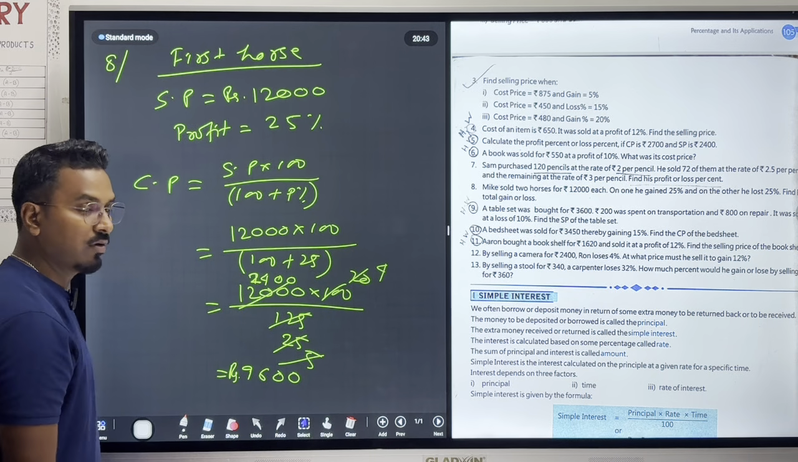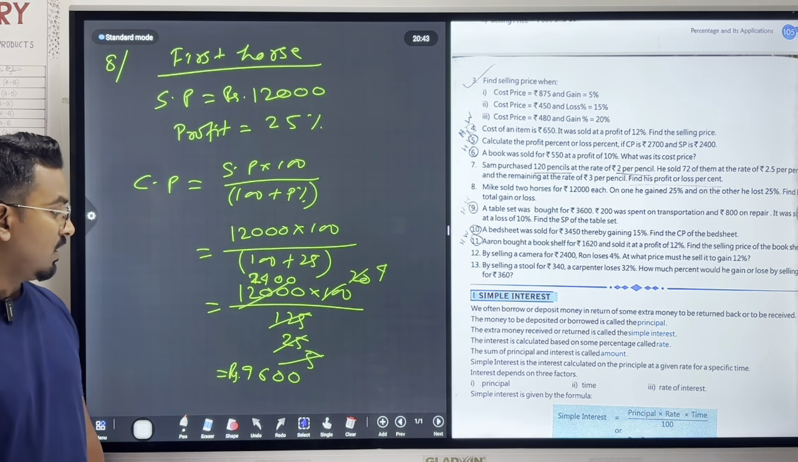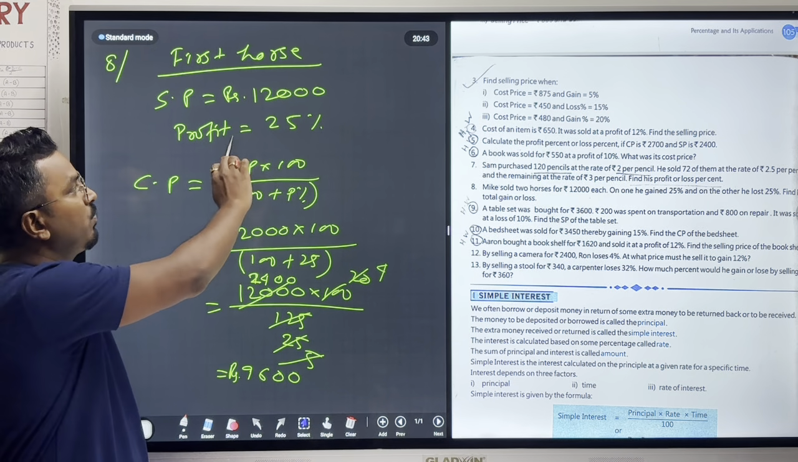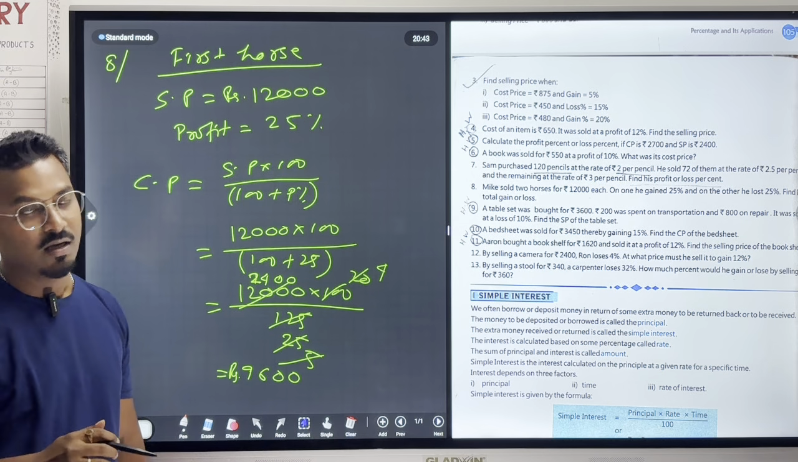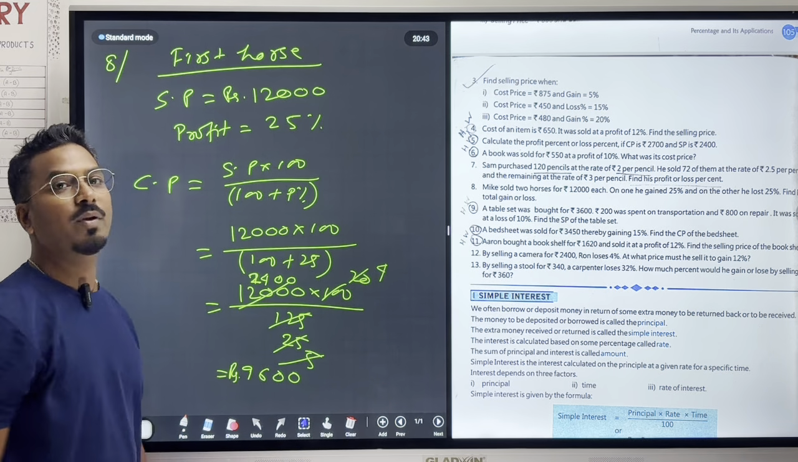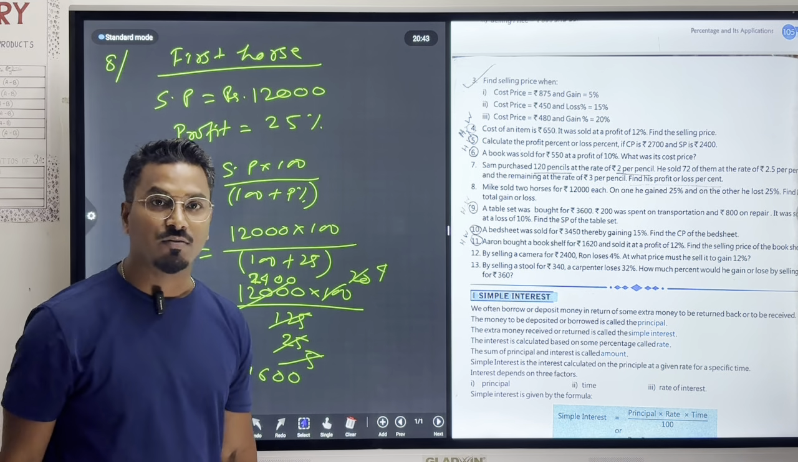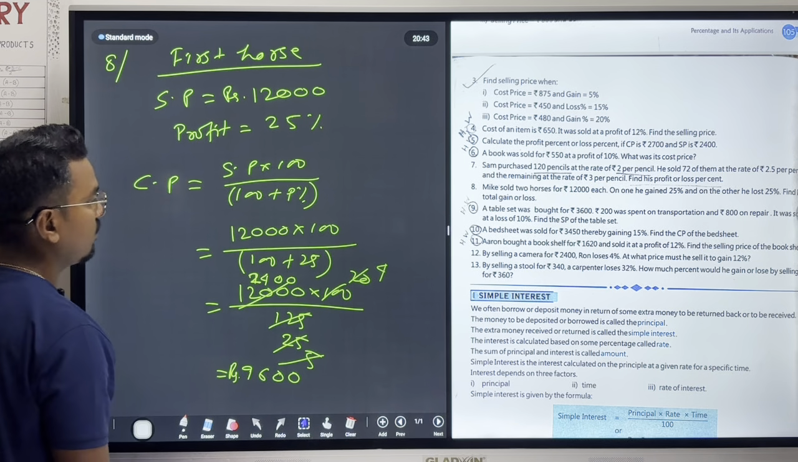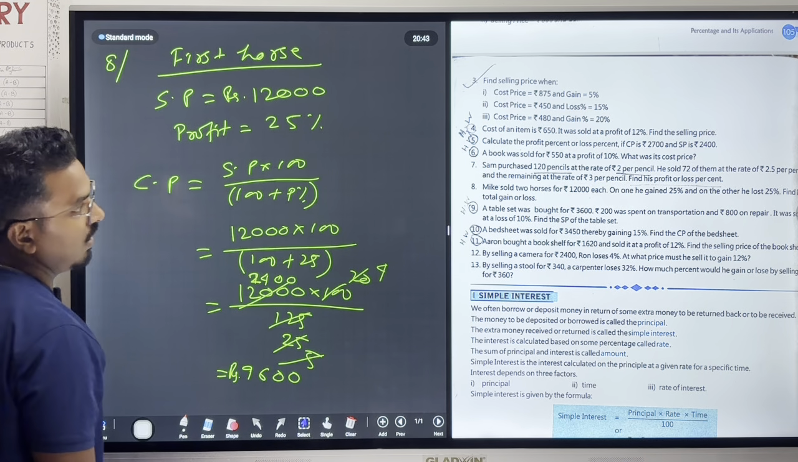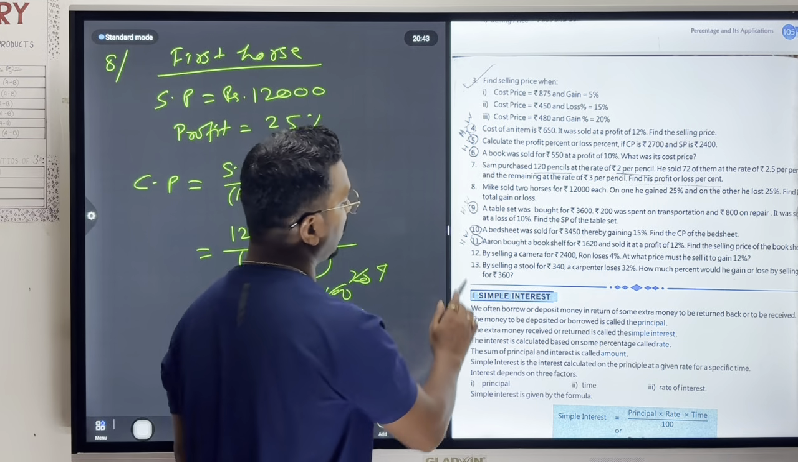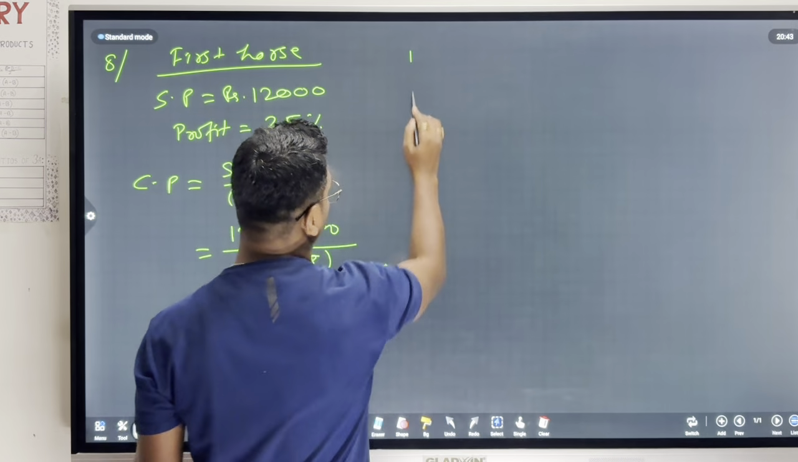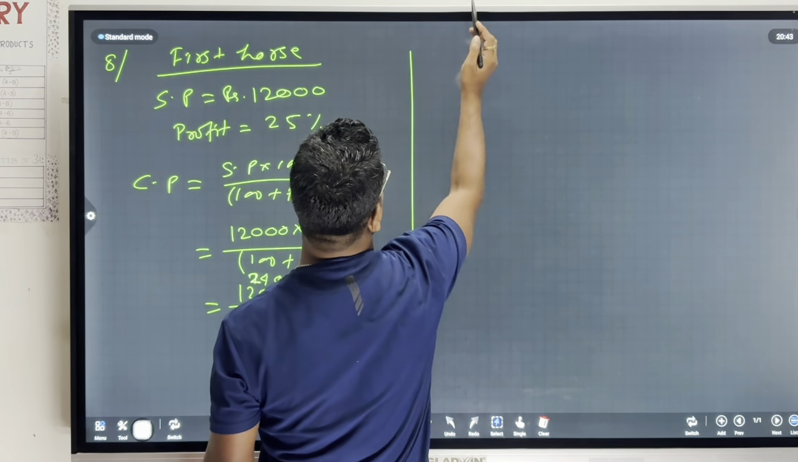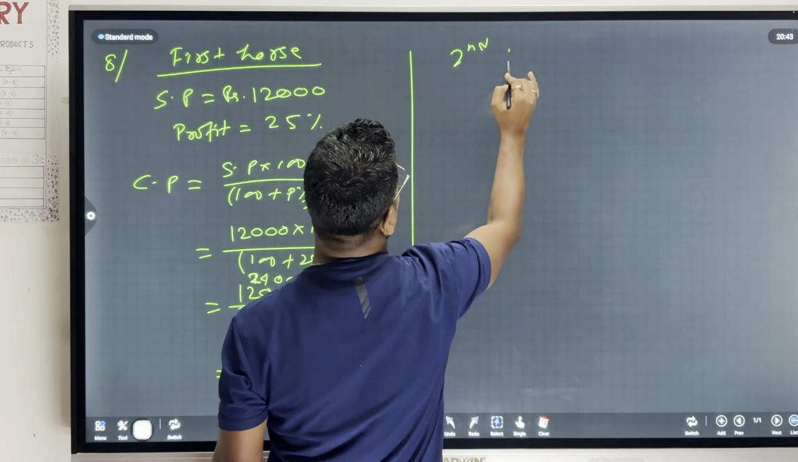So he bought it for rupees 9,600, and he sold at a profit of 25%. So he sold it for rupees how much? 12,000 rupees. Okay. Now we'll see the case 2. In the case 2, it is a loss of 25%. Let me do it here. Case 2, or second horse.